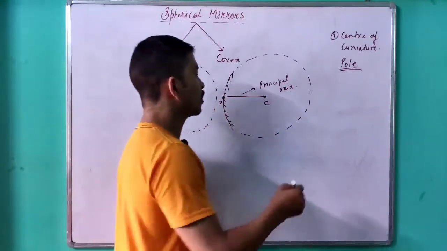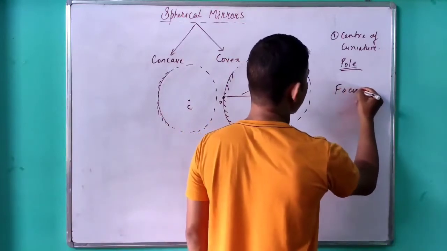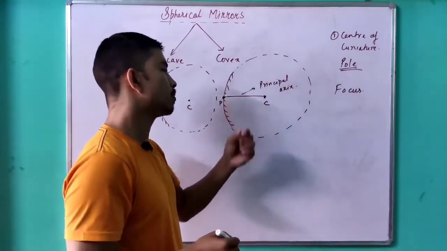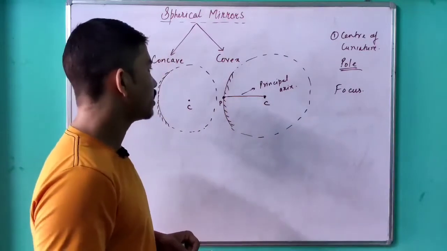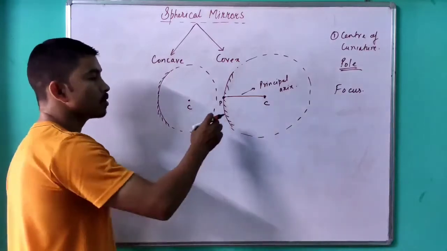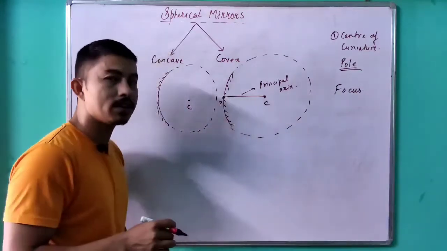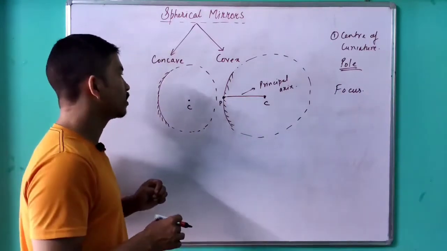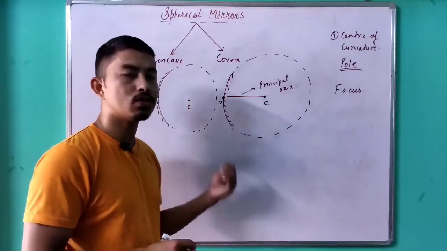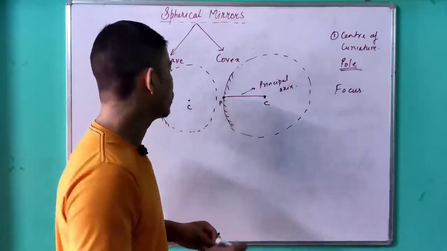Then we have another term, the focus. What is a focus? A focus is a point on the principal axis such that any ray coming parallel to the principal axis, after reflection, passes through that point in the case of a concave mirror, and appears to come from that point in the case of a convex mirror. That point is known as the focus.